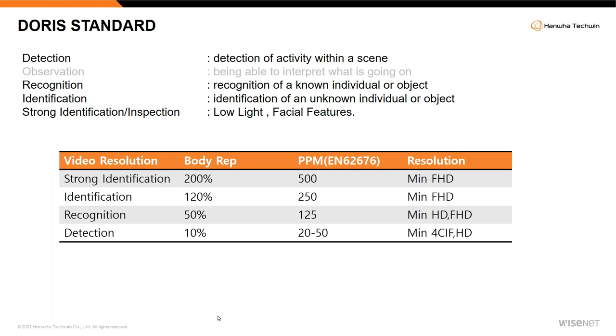Okay, what is this body representation? If you want to learn this, temporarily forget about megapixel, only then you can understand. Temporarily forget there is a megapixel camera. Imagine you have a basic half megapixel camera, just a basic 4CF analog camera.